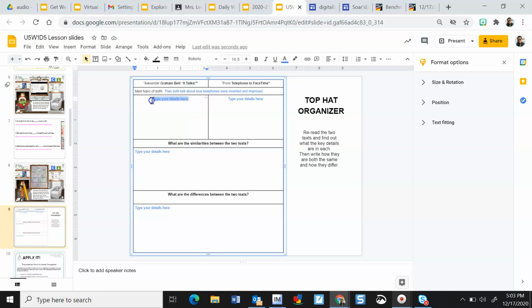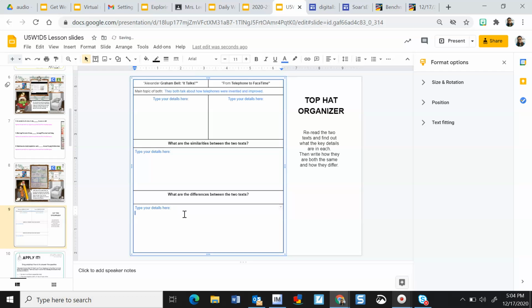You're going to fill out the details about how the telephones were invented and improved from the story Alexander Graham Bell. And over here is how the telephone was invented and improved from the story Telephone to FaceTime. Here, you're going to write down what both of them had in common. What were the two texts talking about? What were they both saying? And then down here, what were the differences?